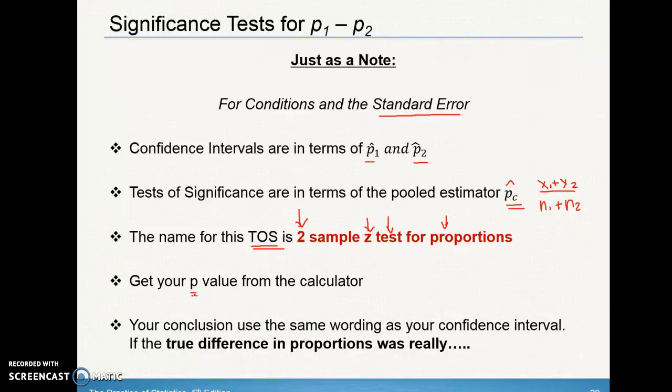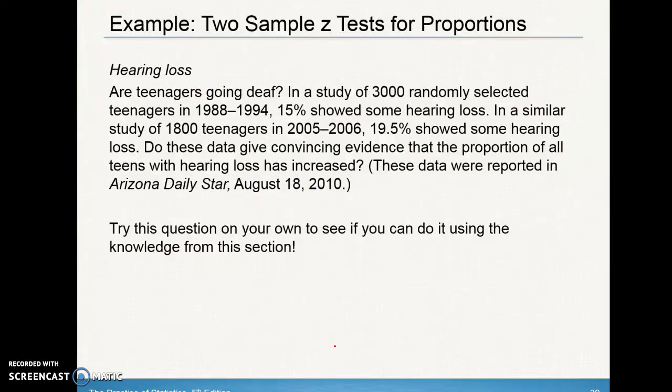How is your conclusion going to look different? Now, it's the same wording as the confidence interval that we've already talked about. So this is important to state: if the true difference in proportions. You just don't want to say if the true proportion was this, because that's not what we're testing. We're testing to see if there's a true difference in proportions. All right, let's take a look at this question and see how we do.